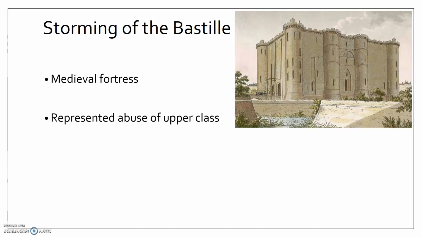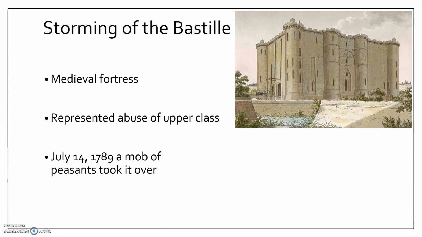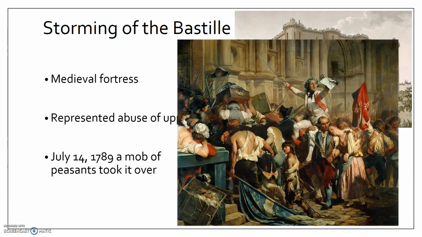There were rumors going around that they had executed some prisoners in there. And after seeing what the third estate had done in forming the National Assembly, the citizens of Paris, the poorer citizens, the lower class citizens of Paris, they got all riled up, and they decided that they're going to storm the Bastille, that they're going to take it. So on July 14th, 1789, a mob of peasants took it over.